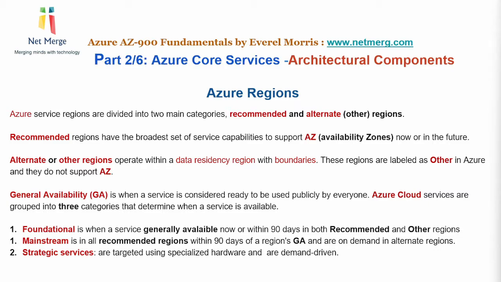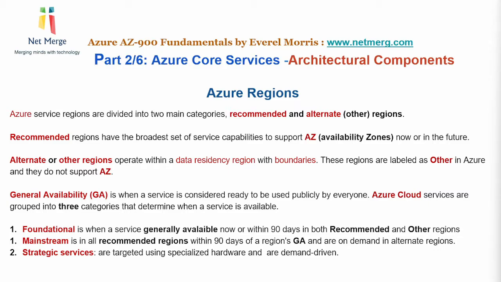So again, the service is going to be ready within 90 days in the recommended region and also in the other regions. There's also another service category called Mainstream, and it is in all recommended regions within 90 days of a region's general availability, and they are on demand in the alternate regions. So the only difference between the foundational and the mainstream is that the services in the alternate regions are offered on demand. You have to demand or request those services. They're not available to you by default.